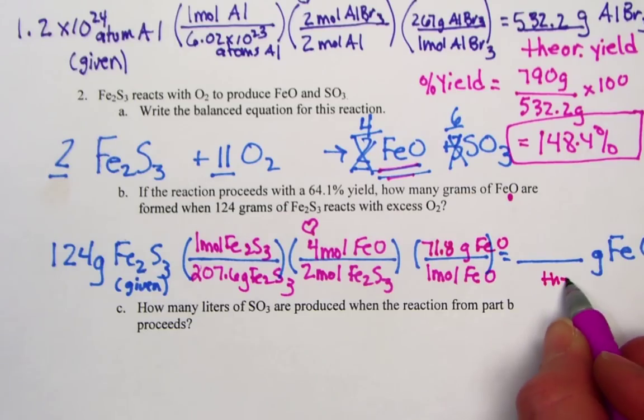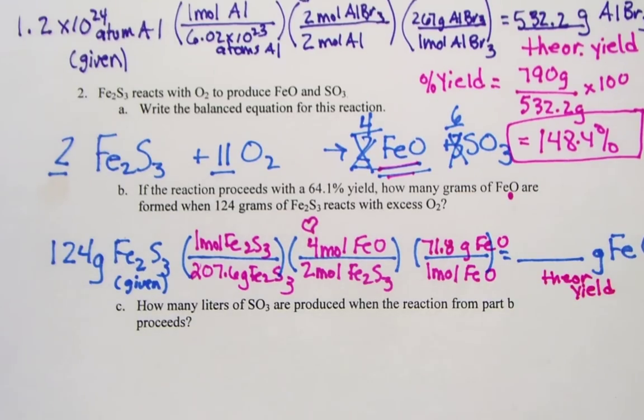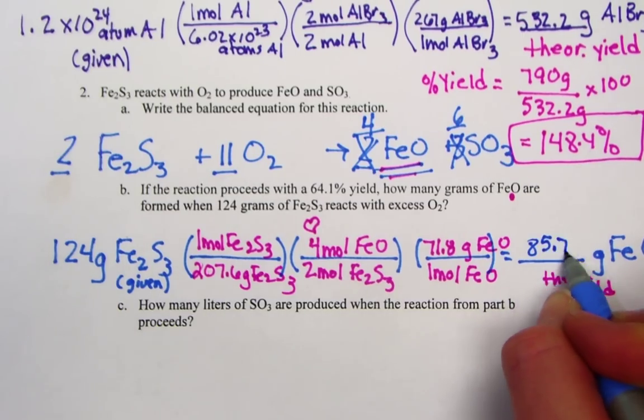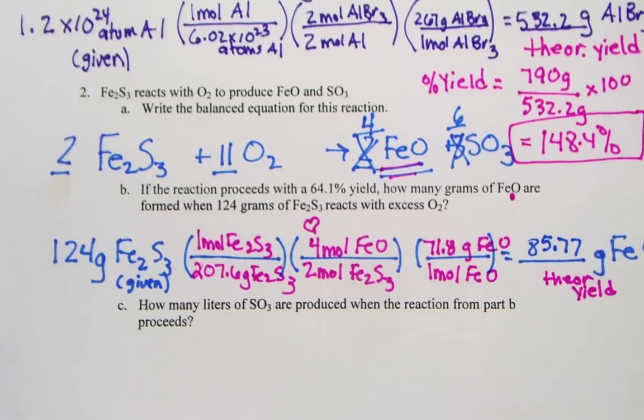When we find our answer, this will give us what's called our theoretical yield. If our reaction were 100% efficient, this is what we would expect to make. Let me hit 124 divided by 207.6 times 4 divided by 2 times 71.8. I found 85.77 grams of FeO as my theoretical yield.